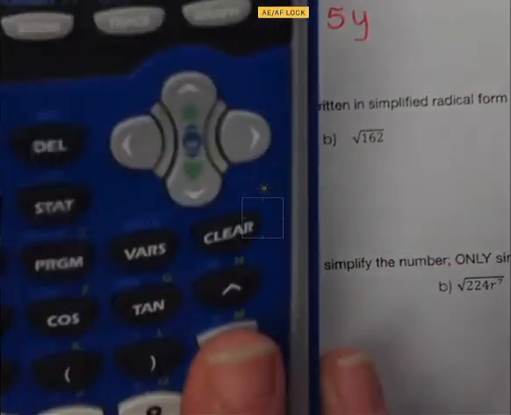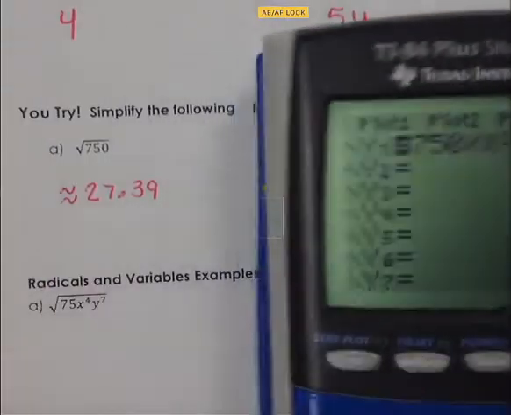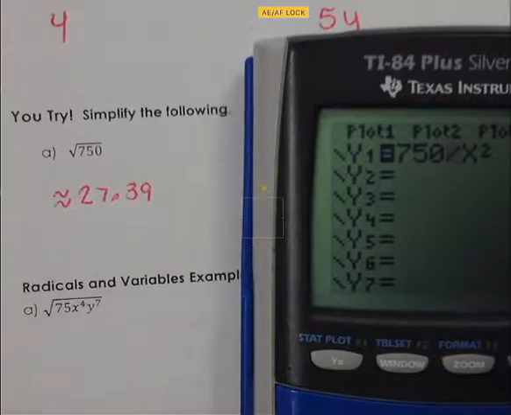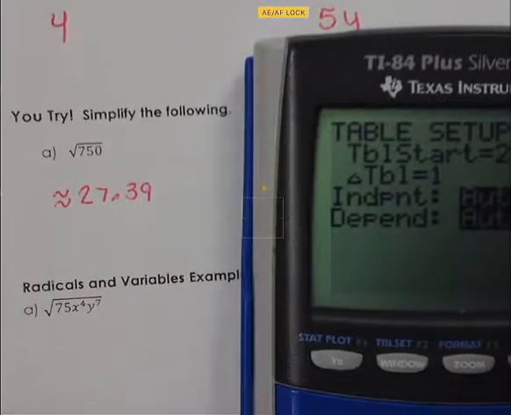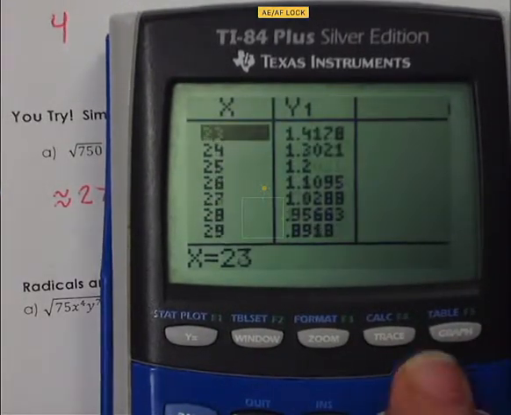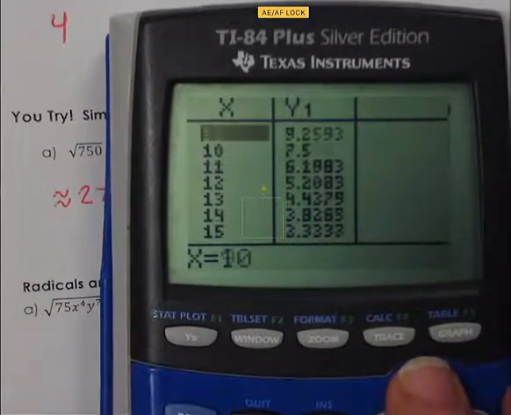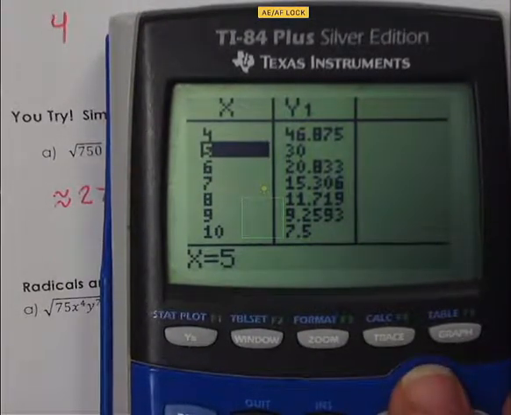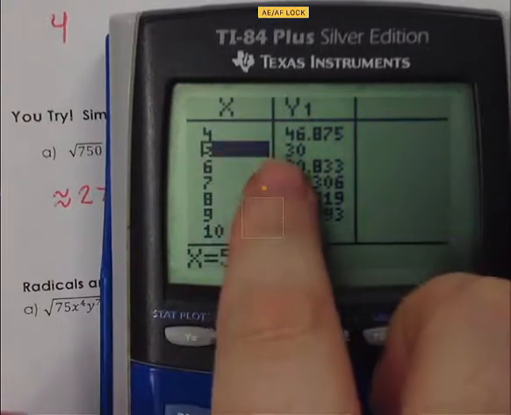And again, you can still go to your y equals and do 750 divided by x squared, because your index is 2. Then we know it's a 27, so you would start your table at 27. Then you would go to your table and find the whole numbers, and that would give you your simplified radical version. So it would be 5, and then the square root of 30, because that would be your coefficient, and that would be your radicand. So it would be 5 square root of 30.